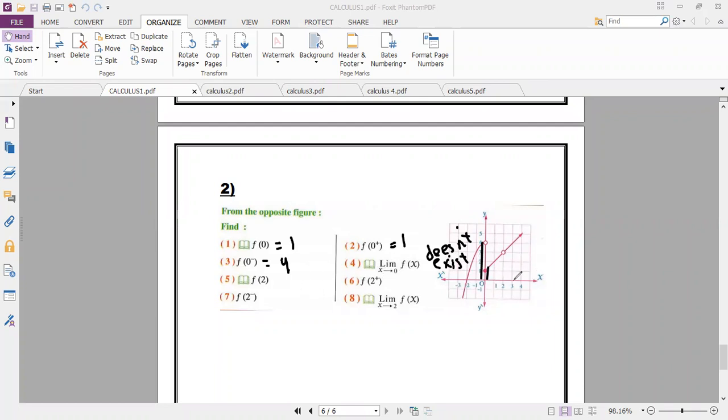f of 2, go to 2 here. So f of 2, when going up here, you will hit this line at an open circle. So f of 2 is undefined.